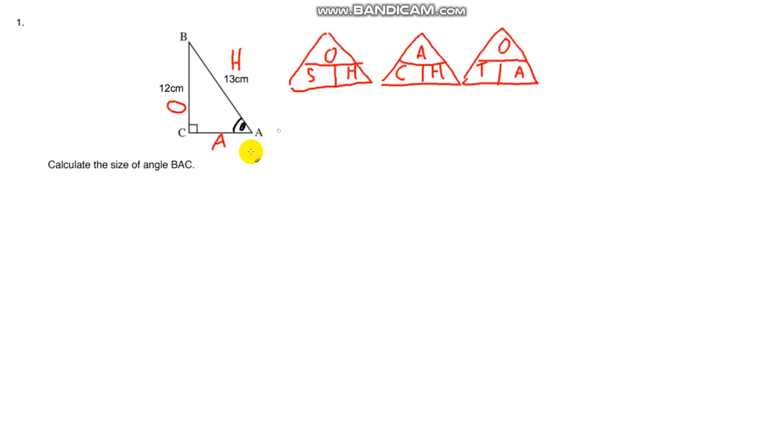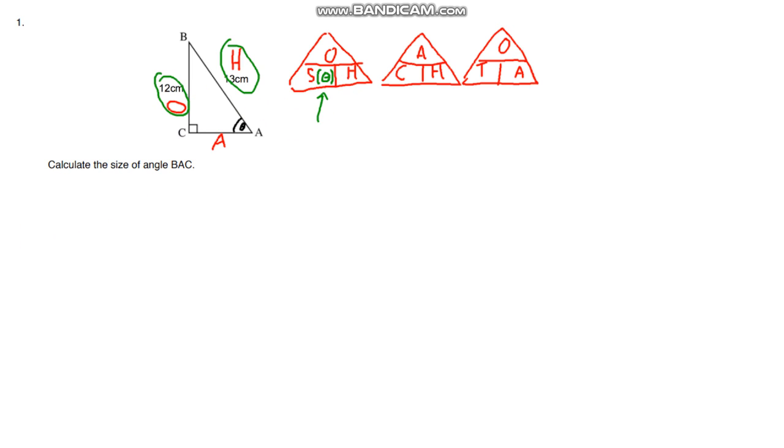Okay, so I'm after this angle here, and I've been given two bits of information. I've been given the opposite, and I've been given the hypotenuse. So I find the triangle which is using the opposite and the hypotenuse, which is going to be this one. So I'm going to be using sine of theta, this is important to remember, and the opposite and the hypotenuse.